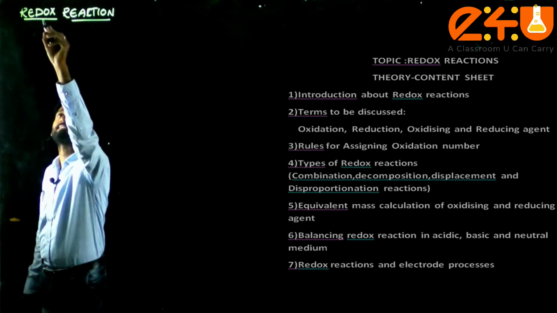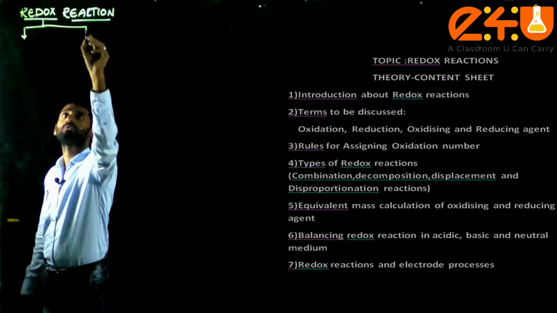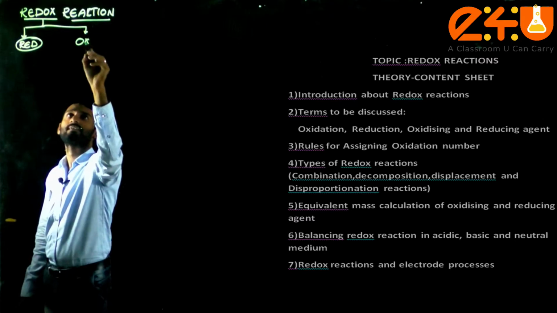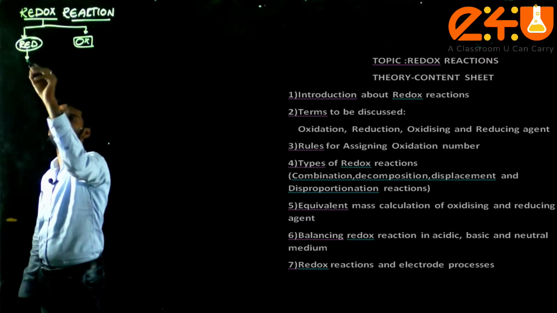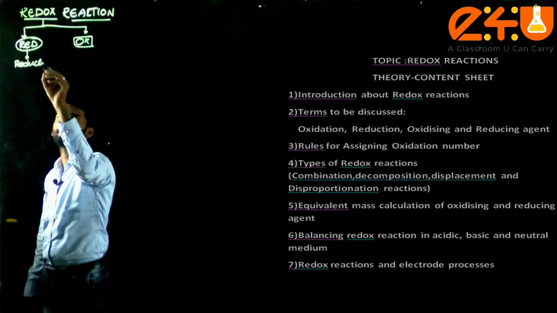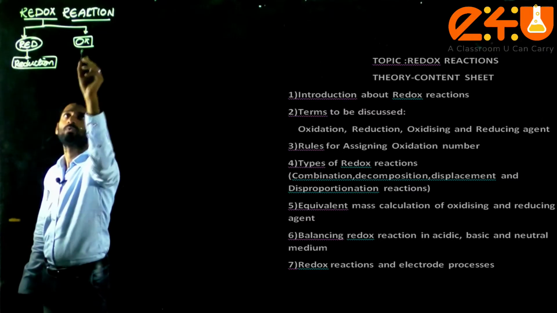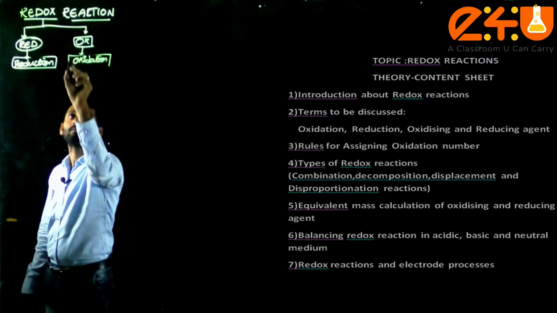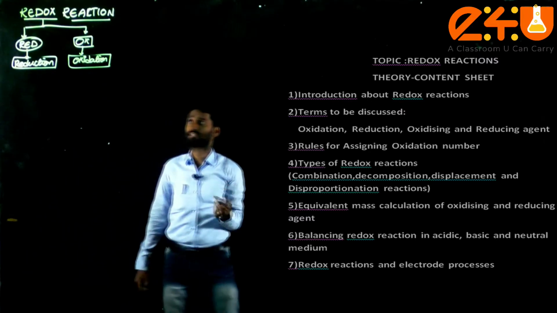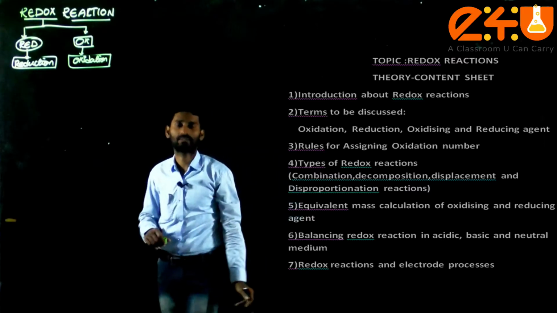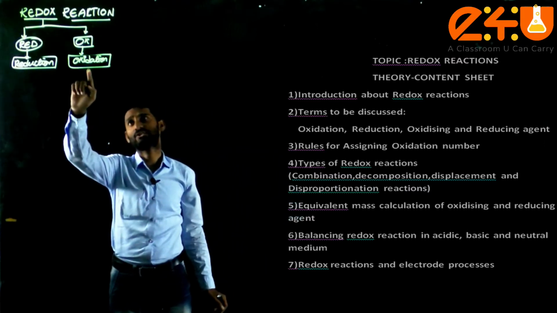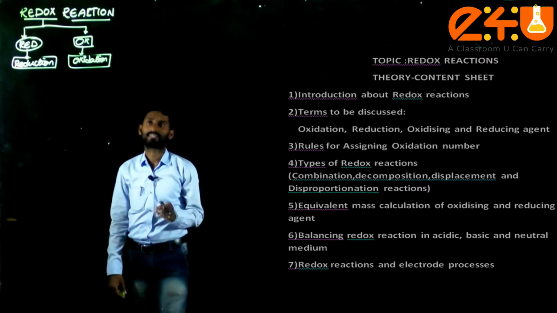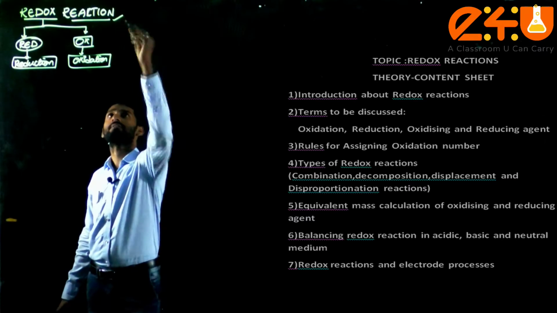First of all, what is meant by redox reaction? The term redox came from two different words: one is red, the second one is ox. Red means reduction, ox means oxidation. Very good. So what did you understand here? If you take any chemical reaction, both oxidation and reduction take place simultaneously in a particular reaction. Such a type of reaction is known as a redox reaction.